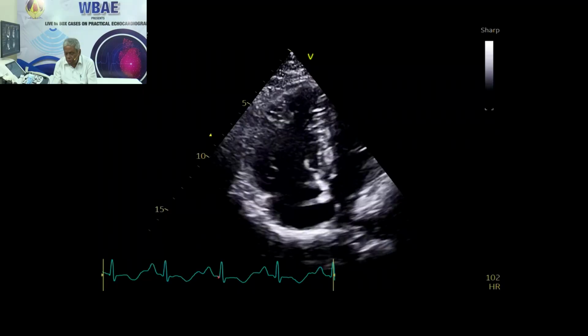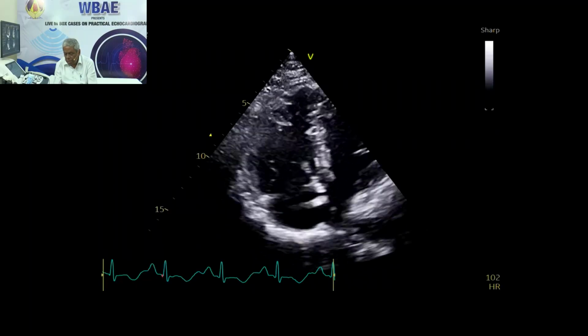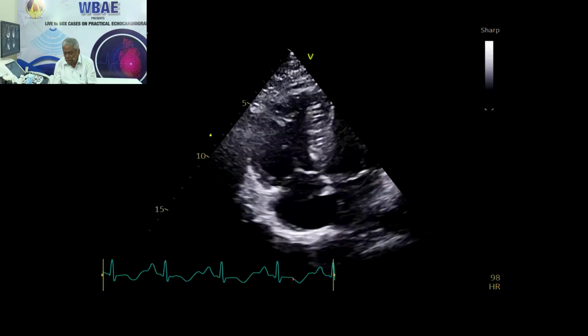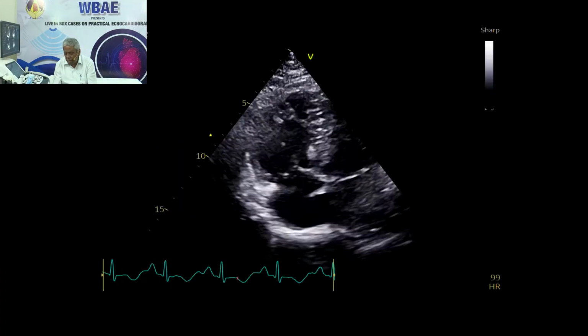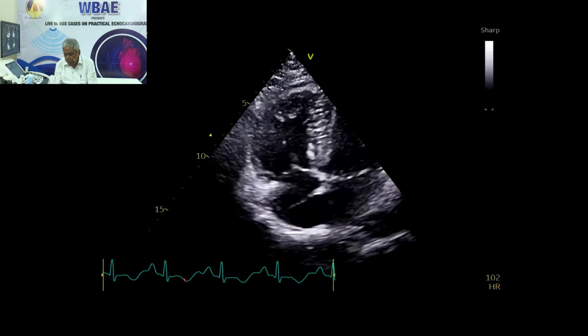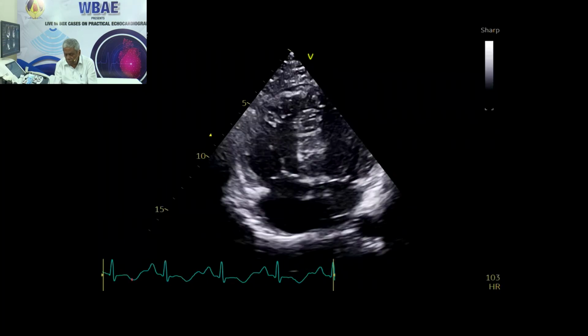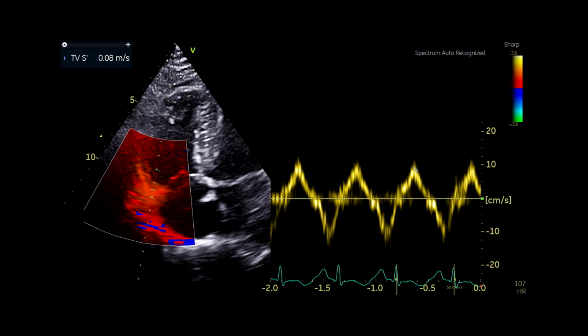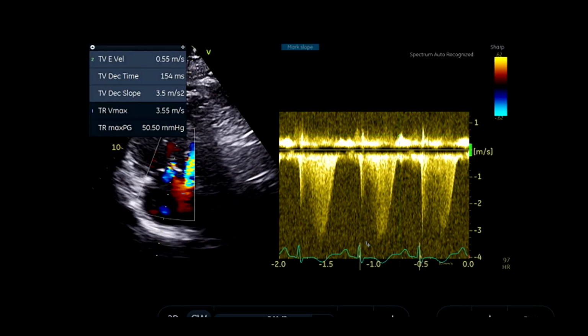Here you can appreciate the McConnell sign better. As you can see in the upper part, the RV apex is moving well, where the RV free wall in the mid and basal segment is definitely hypokinetic. Let's go on further with the case. This is the tricuspid valve lateral annulus S prime, again to show that it's about 8.8, so it shows once more that the RV systolic function is compromised.